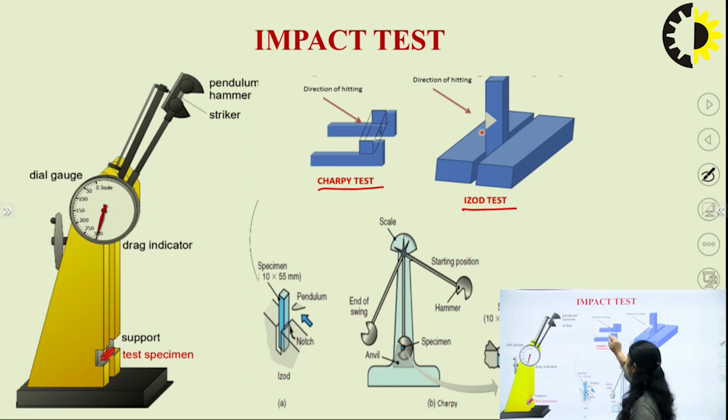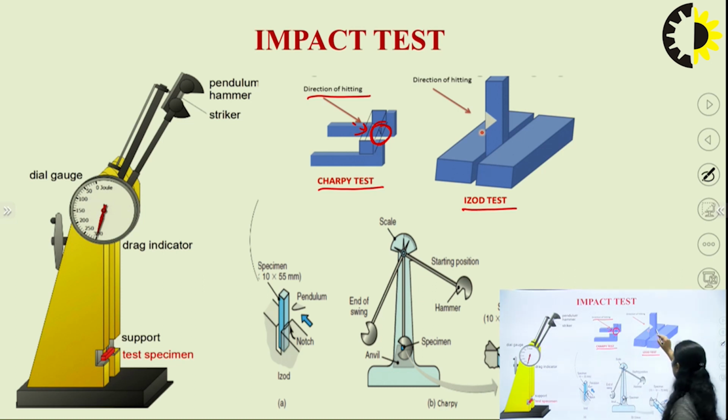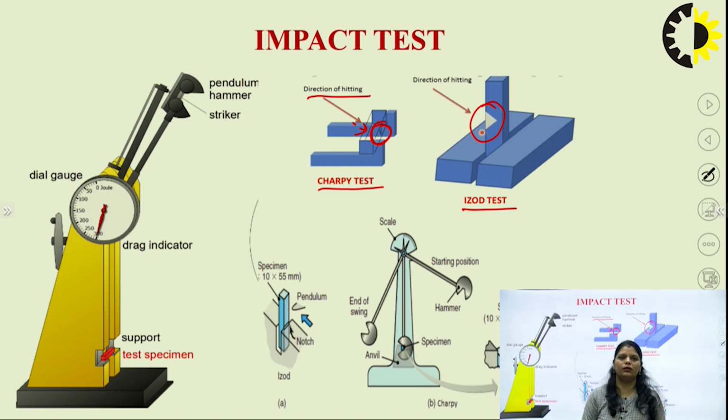Here the direction of hitting is this, and we have a notch here. Here we can see the direction of hitting. Here the notch is in the opposite direction, and here the notch is in front of this. So the placement of the notch will be different here. If we have a ductile material or a brittle material, the brittle one will absorb less amount of energy when the impact test is performed, and the ductile material will absorb a large amount of energy. Clear?